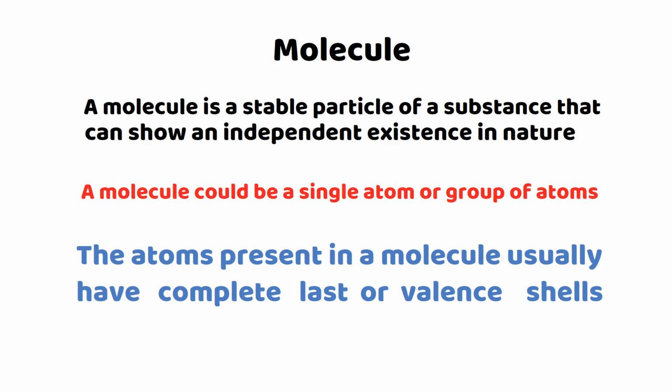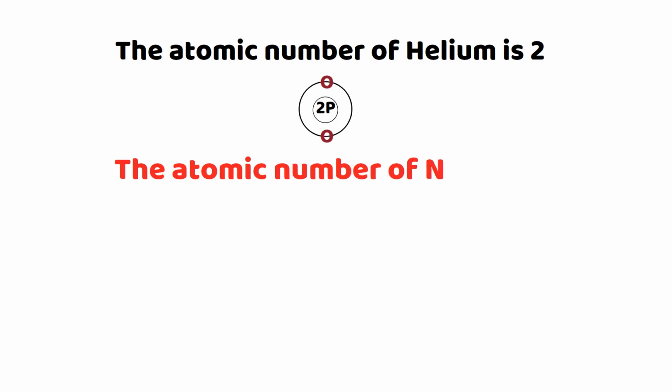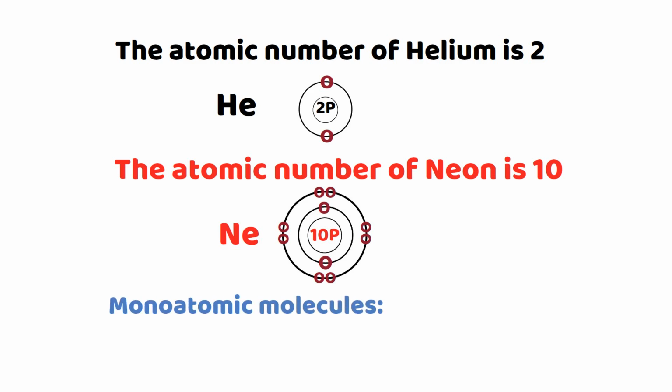Let's see some examples. The atomic number of helium is 2. It has 2 electrons in its valence shell. So it is stable and can exist freely or independently. Also, the atomic number of neon is 10 and its electronic configuration is 2,8. Again, the valence shell of neon is complete. So it is stable and can exist independently. Now, we can say both helium and neon are molecules. They can also be called monoatomic molecules, means molecules consisting only one atom.